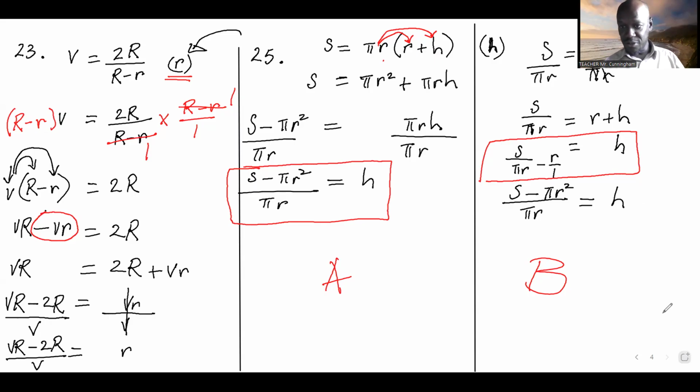So let me use another whiteboard. I hope you all took this down. We're recording, so you can always rewatch. So let me just write this again. This was number 25. So we're going again. S is equal to pi r plus h, and we're finding for h.